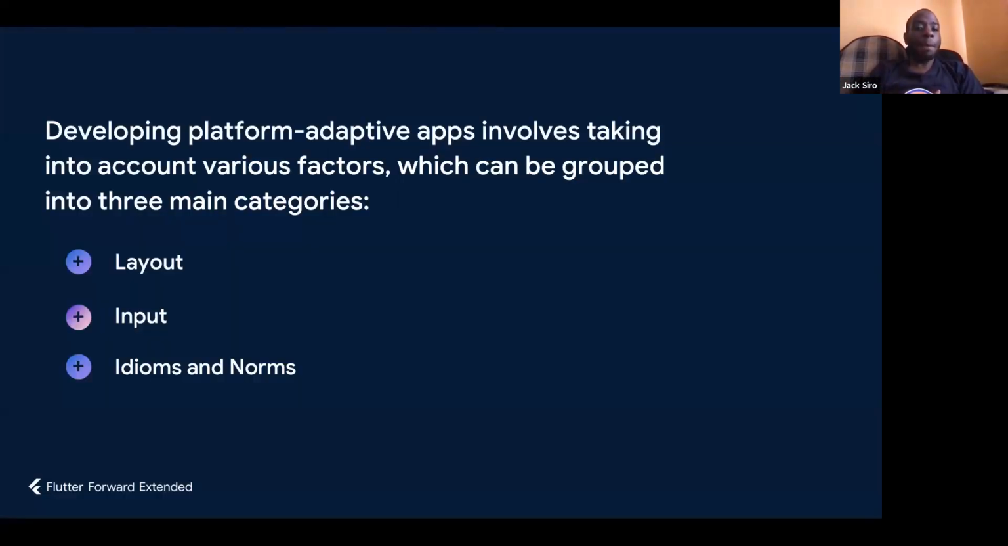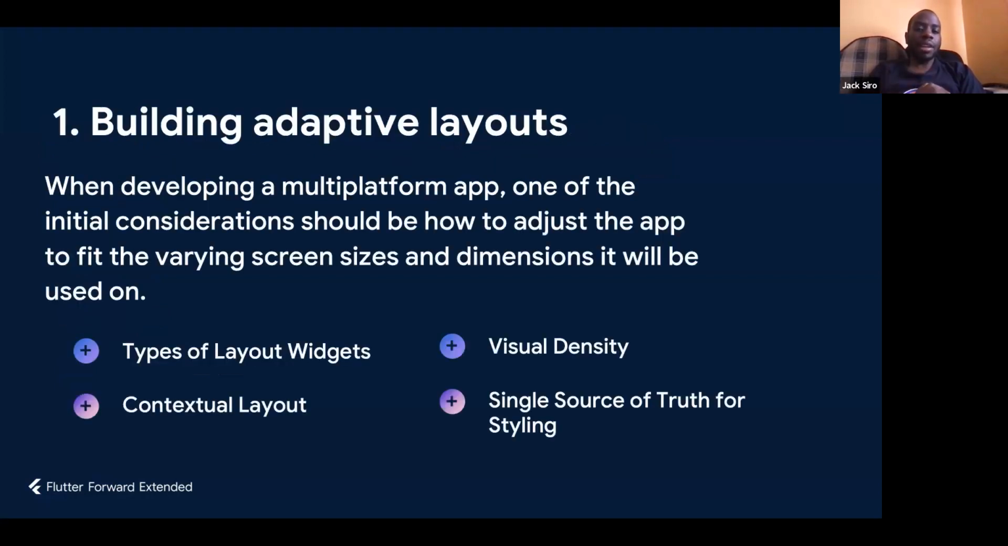So developing platform adaptive apps involves taking into account various factors, which can be grouped into three main categories. There's the layout, there's the input, and then there is idioms and norms. So we go into the layout. Building adaptive layouts, one of the initial considerations is how to adjust the app to fit the varying screen size and dimension it will be used on. So there are types of layout widgets, then there is the contextual layout, there's the visual density, and then the single source of truth for styling.